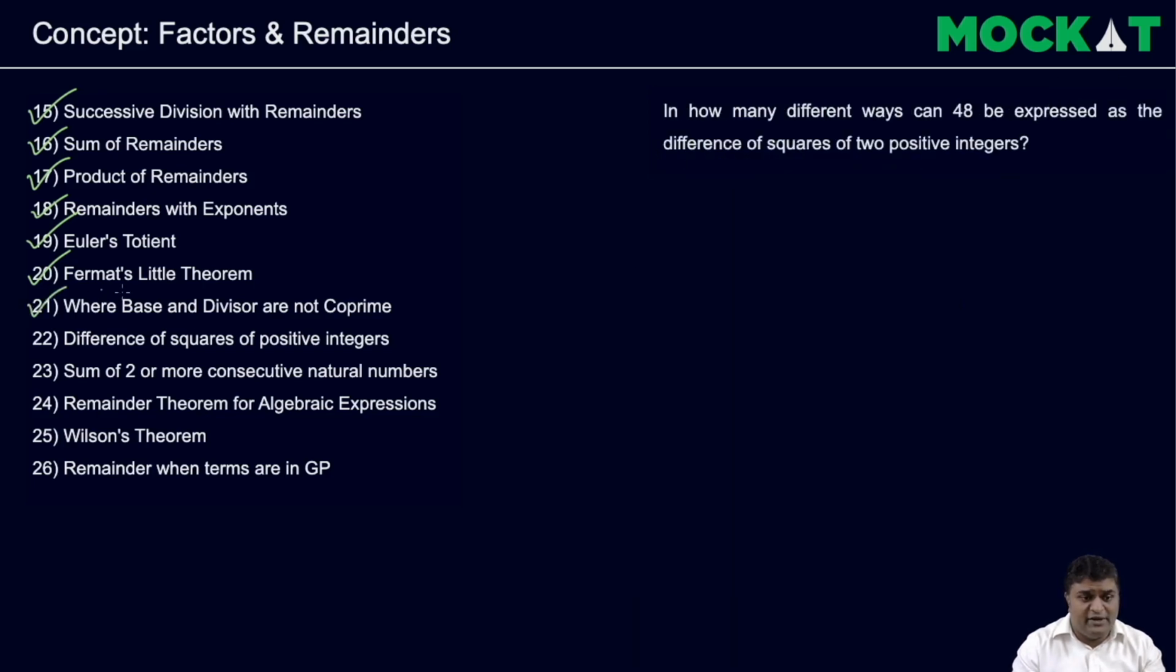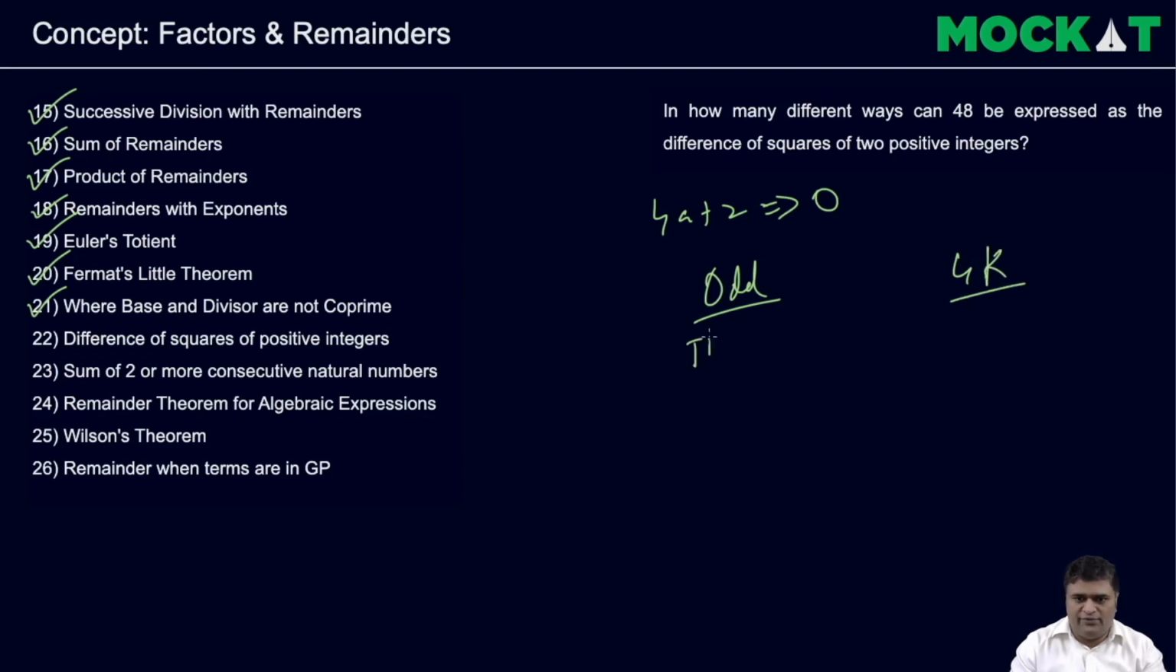Now on to writing a number as a difference of squares of positive integers, right? So the catch over here is this: if the number is in the 4a plus 2 format, that is, it is divisible by 2 but not 4, then the number of ways in which you can write this as difference of squares of two positive integers is 0. So now you get two scenarios over here. One is where the number is odd, the other is where the number is in the 4k format, right? So it's a 4 multiple.